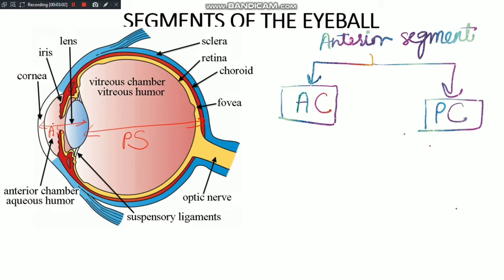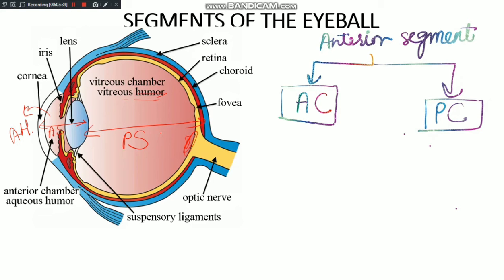The anterior segment has many structures. Can you name them? Yes, the cornea, the iris, the ciliary body, zonules, the lens, and it is filled with a gel-like fluid known as the aqueous humor. Similarly, the posterior segment includes all the structures posterior to the lens, whether it be the vitreous humor, the retina, the choroid, or the optic disc, through which the optic nerve passes.